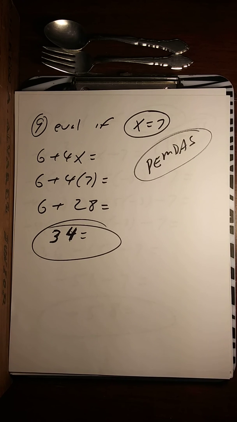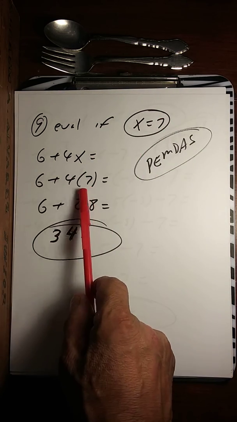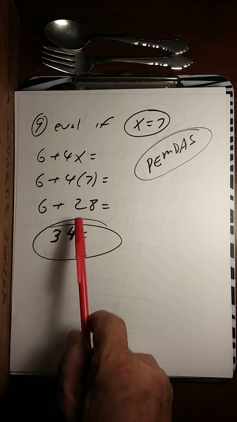Evaluate if x equals 7. So in the formula, with x's, you're going to put 7. Order of operations says, now don't add, but multiply first. 4 times 7 is 28. 6 and 28 is 34.